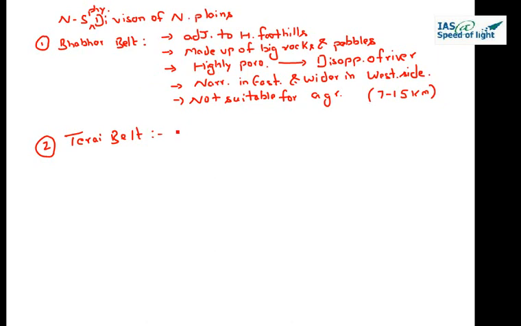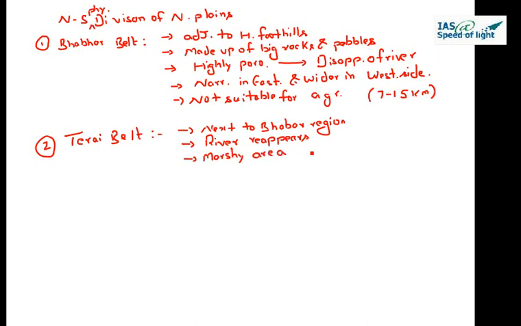So the first point we should write is it is next to the Bhabar region. Second point, rivers reappear. So the rivers which disappeared in the Bhabar belt, now they again reappear in this particular Tarai belt. Swampy and marshy area. If we talk about the width of this area, it is 15 to 30 kilometers.